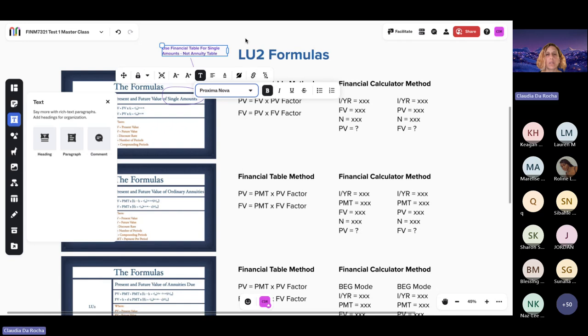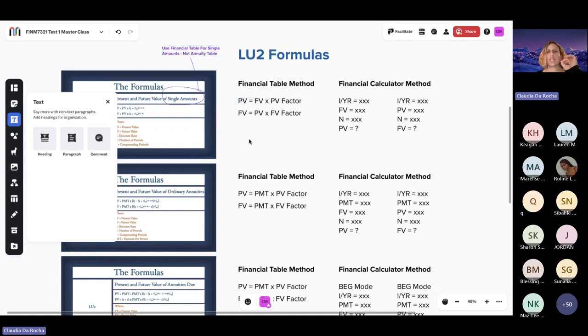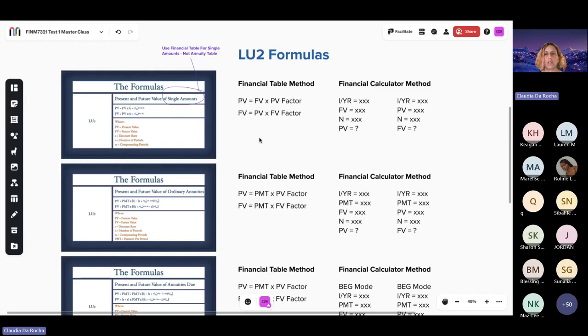Okay, so I'm going to say again, if you're doing the financial table method and you need to find your factor, you must use the financial table for single amounts. So not the annuity, the one that doesn't have annuity in the heading. I'll show you what I mean by that in a bit. But in essence, it mustn't say annuity. Then you know you've got the right table. And then obviously, if you're using the present value or future value, you must look for present value on the table or future value on the table. It's got present value on there, so you can look at it.